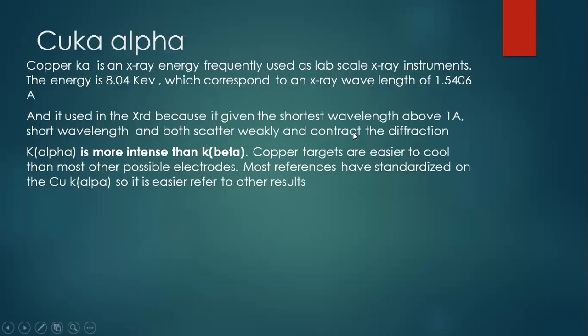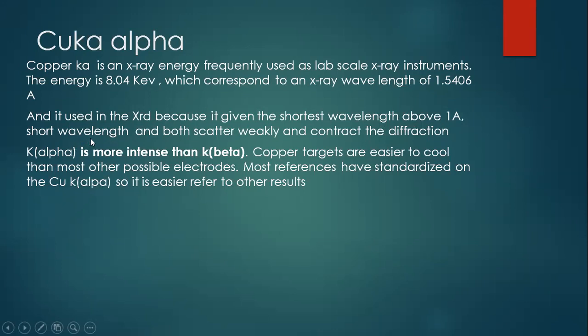But why are we dealing with Cu K alpha? Why didn't we use another one? Because Cu K alpha is an X-ray energy frequently used in lab-scale X-ray instruments. The energy of this Cu K alpha is 8.04 keV, which corresponds to an X-ray wavelength of 1.5406 angstrom. It can be used in XRD because it gives a short wavelength, close to 1 angstrom.